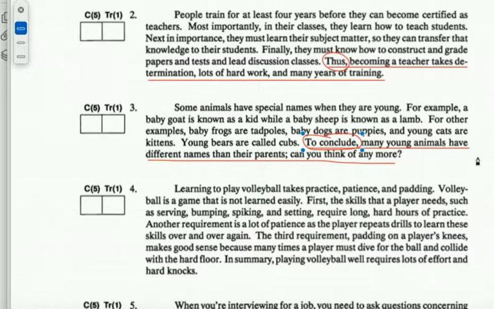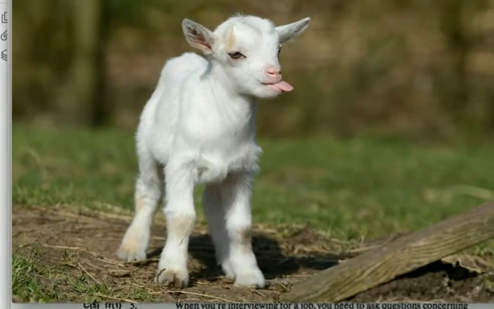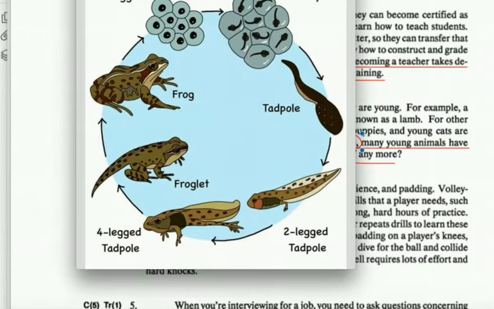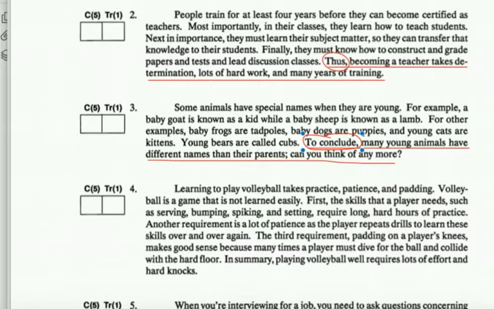And if you're unfamiliar with what a baby goat is, I have a picture here for you. There's a baby goat. And if you're unfamiliar with your tadpoles, this right here would be your tadpole, and as it grows, it becomes a frog. So here we are practicing the different types of clincher sentences that you can find in a paragraph.